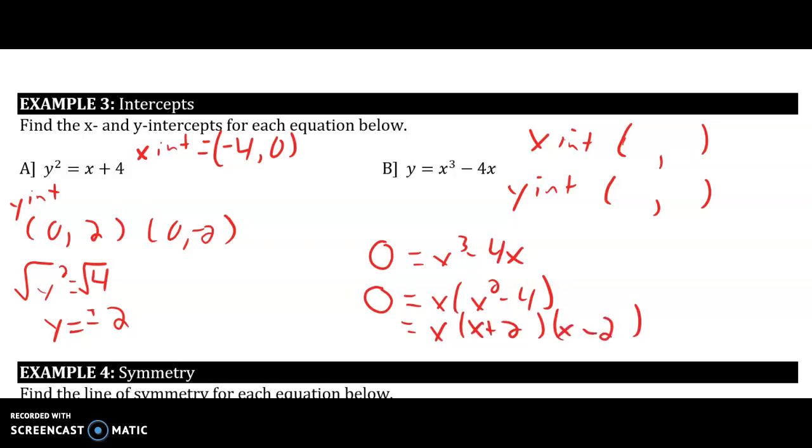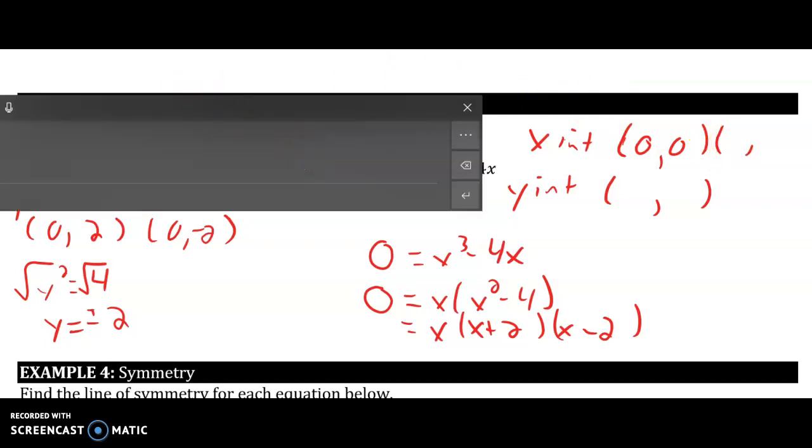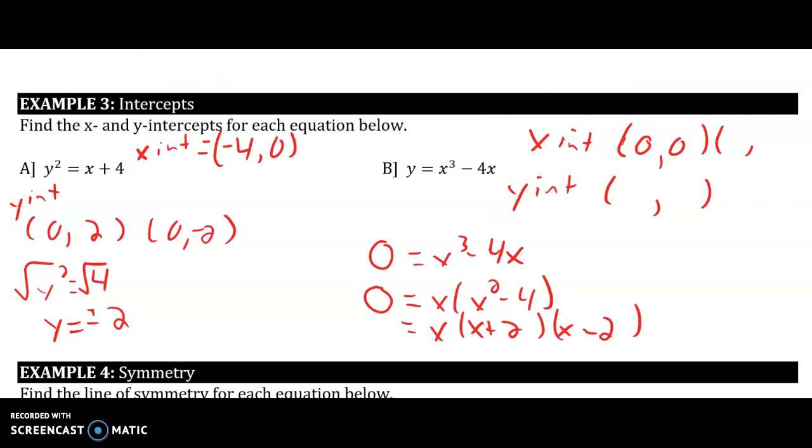So our x-intercepts are 0, comma 0, and then 2, comma 0. Almost wrote it as a y-intercept. And negative 2, comma 0. So we have 3 x-intercepts here.